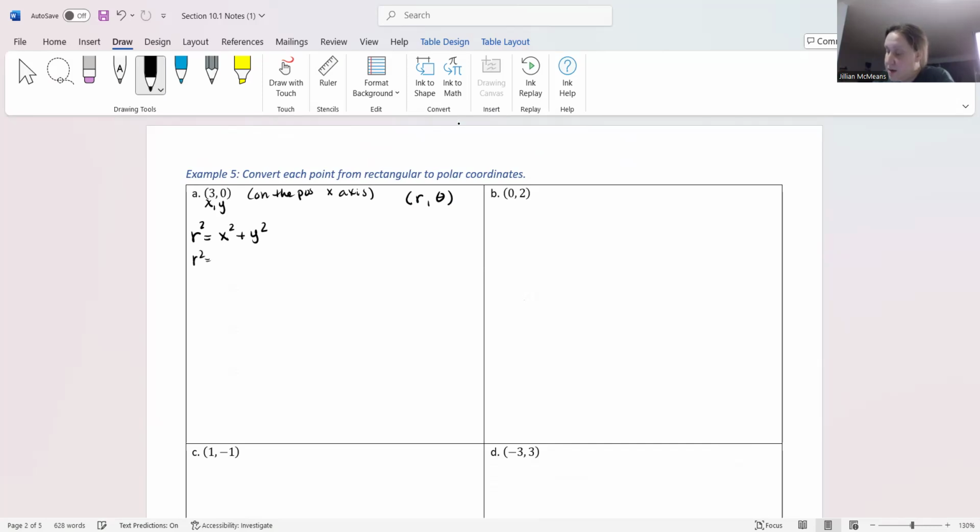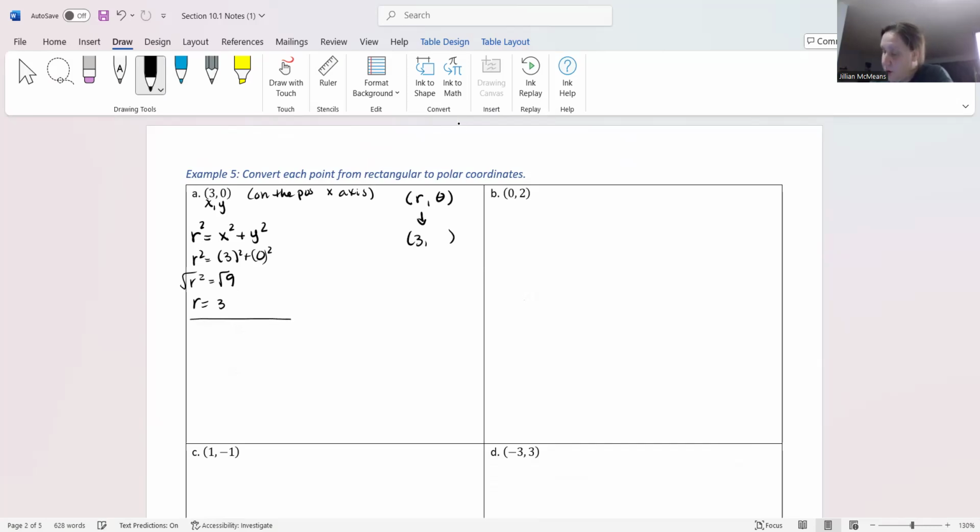So r squared is equal to 3 squared plus 0 squared. Okay, so r squared is equal to really just 9, okay? But I want to get r alone, so I would just take the square root of both sides. And we do technically get plus or minus 3, but if possible, keep your r positive, okay? And then everything is copacetic. So we're going to say, okay, r is 3 in this case. So we get 3 comma something, all right?